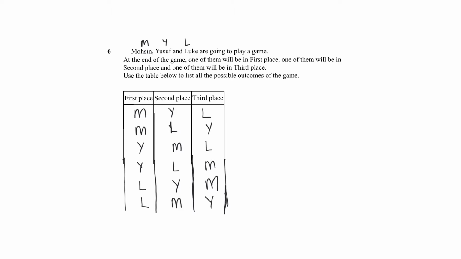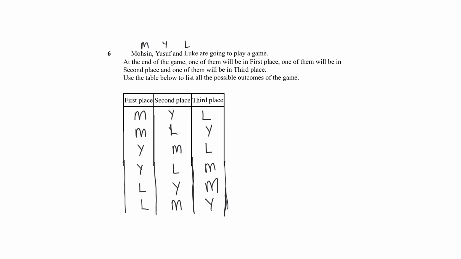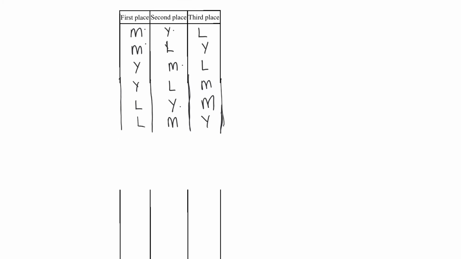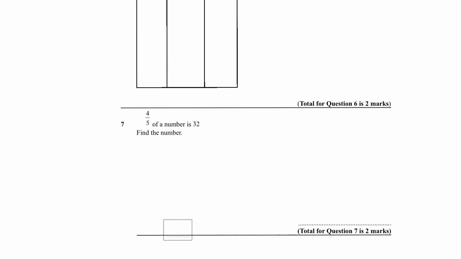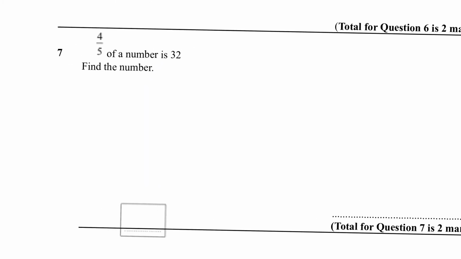So to know that you've used all the different combinations, always double check if there are 2 letters each in each column. So we've got 2 M's here, 2 M's here, 2 M's here, 2 Y's there, 2 Y's there, 2 Y's there, and same with the L's. Yeah, and that's basically that question. So we've listed all the possible outcomes, which is literally all they wanted you to do.